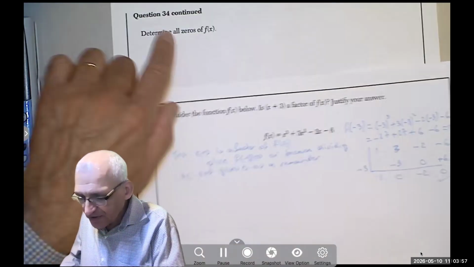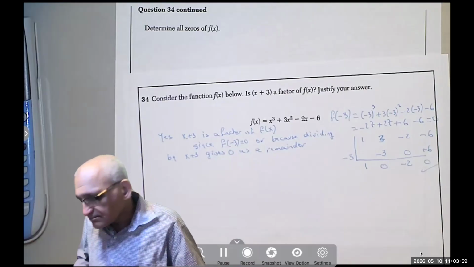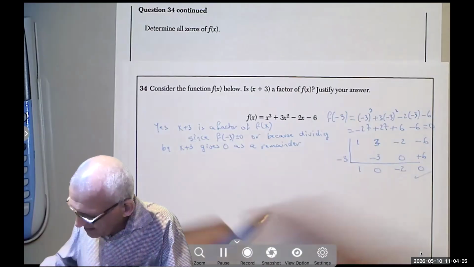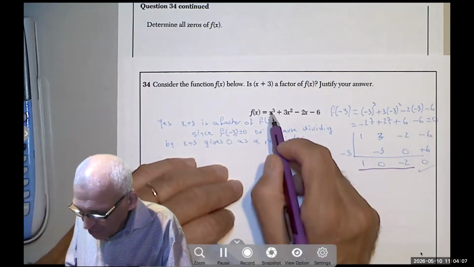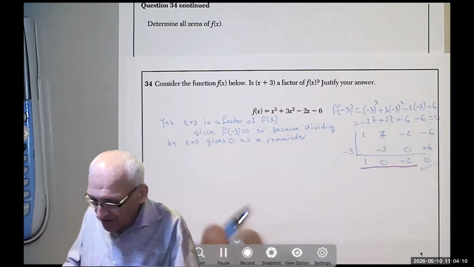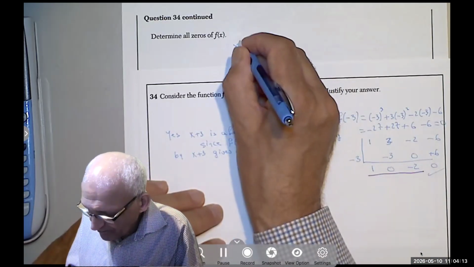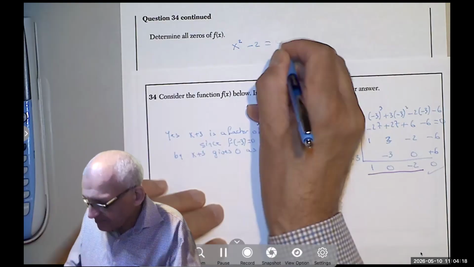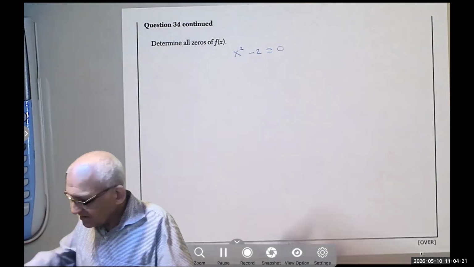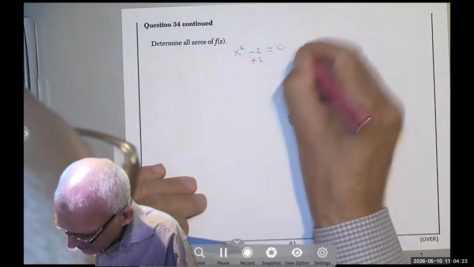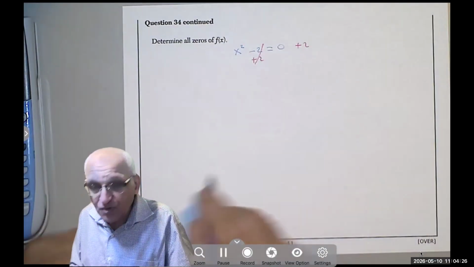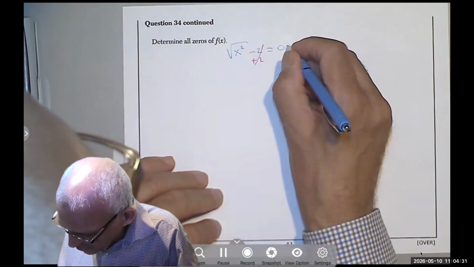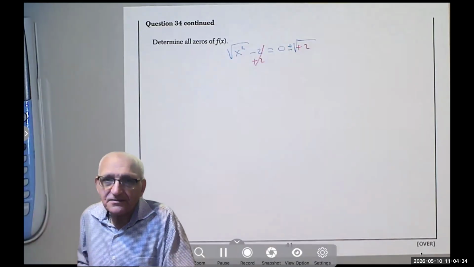B, determine all zeros of f of x. The synthetic division would have been easier because when you do that, you get the next equation. This was a cubic equation, so that would be a quadratic equation. x squared minus 2, because there is no x, minus 2 equals 0, right? These are very simple problems so far. So you add 2, you get x squared equals 2. You take the square root of both sides, and you make sure you take plus or minus.